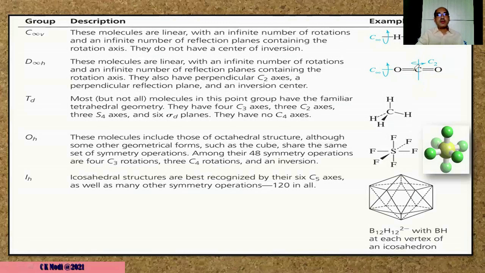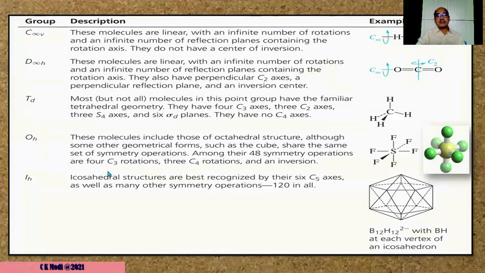So what is the point group of this molecule? The point group of this molecule is E plus C infinite. Now C infinite plus infinite number of 2C2, that is called D infinite. Now D infinite plus infinite number of sigma V and sigma H, the point group is D infinite H.